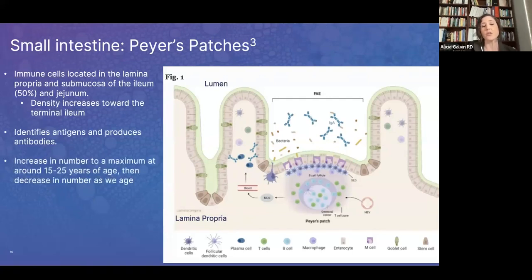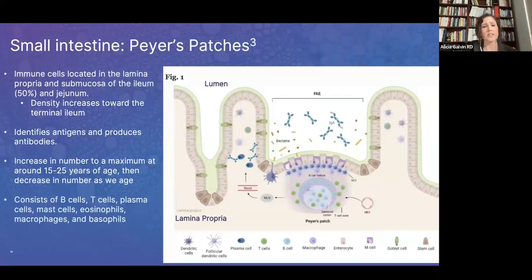It increases to a maximum between the ages of 15 to 25, and then after the age of 25, it starts to decrease. So we start to decrease in the number of Peyer's patches located in our intestine as we get older. And it consists of things like B cells, T cells, plasma cells, mast cells. A lot of other immune cells are part of these Peyer's patches in our small intestine.